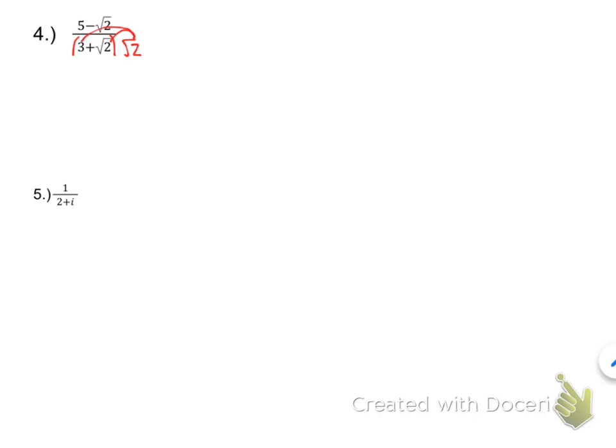I have to distribute all the way to the 3. And what would happen then? It'd be 3 times square root of 2, which leaves us with a square root in the bottom. Not good enough. So I can't do that.